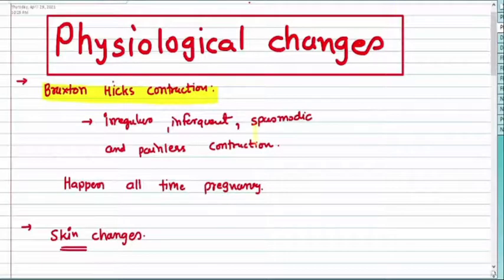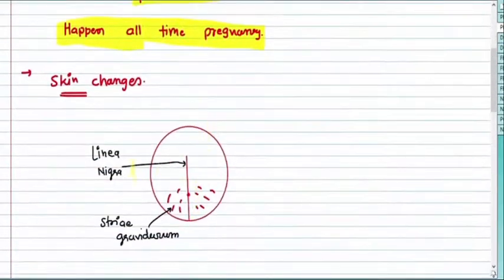Now, let's discuss some very important physiological changes in pregnancy. Start with the Braxton-Hicks contractions. They are irregular, infrequent, spasmodic, and painless contractions of the uterus, which happen all the time in pregnancy. These very contractions change into labor pain at the time of delivery. Now, very important skin changes are linea nigra and striae gravidarum.